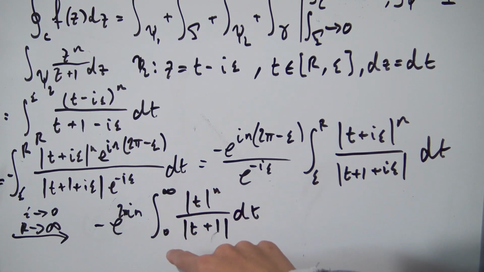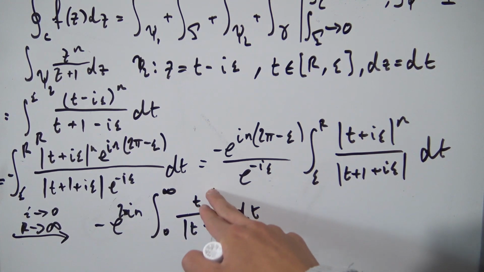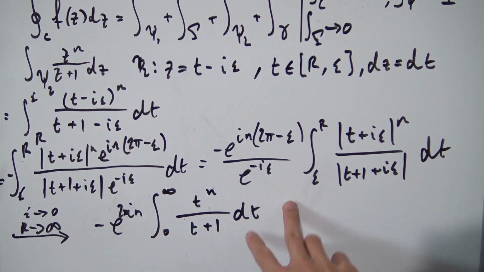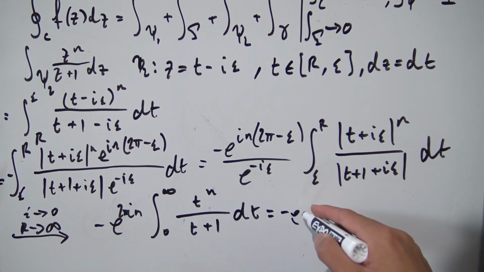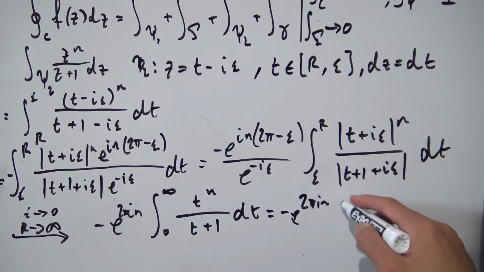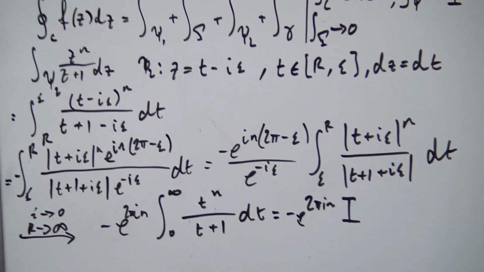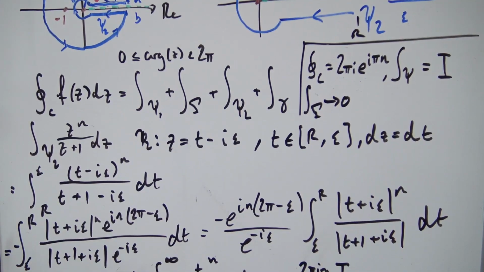And notice on this interval right here, 0 to infinity, our t is always positive. So in fact, we can ignore these absolute values. So this is just t to the n. And this integral right here is exactly the integral we started off with. So this is actually equal to negative e to the 2 pi i times n times our original integral I that we started off with. So that's pretty nice.